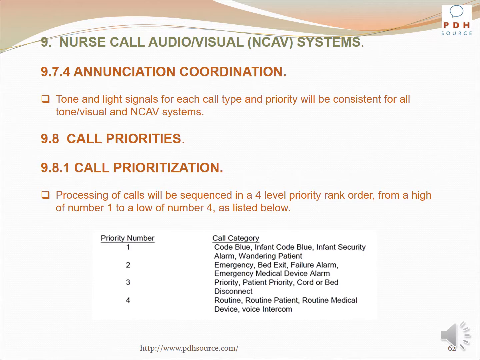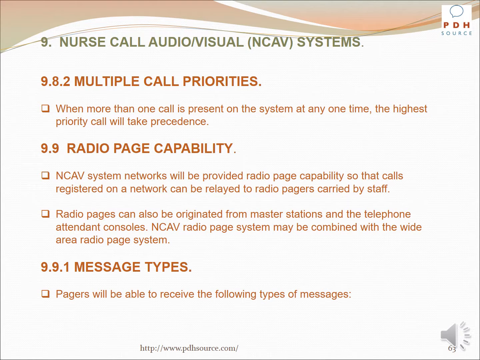Processing of calls will be sequenced in a 4-level priority rank order from a high of number 1 to a low of number 4 as indicated by the table on this slide. When more than one call is present on the system at any one time, the highest priority call will take precedence. NCAV system networks will be provided radio page capability so that calls registered on a network can be relayed to radio pagers carried by staff.